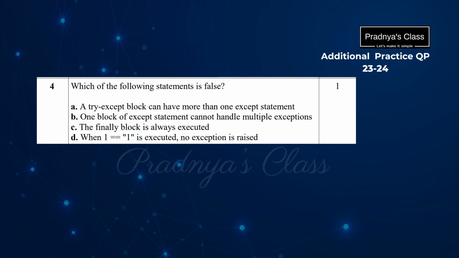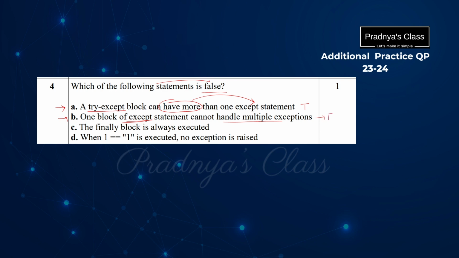Now let's look at the 1 mark question which is in the additional question paper. Here we need to tell which of the following statements is false. Read the statements carefully. In option A, it is written that a try except block can have more than one except block. Yes, it is true. We saw one try block can have many except blocks to handle different exceptions. So this statement is true. Look at the next statement. One block of except statement cannot handle multiple exceptions.